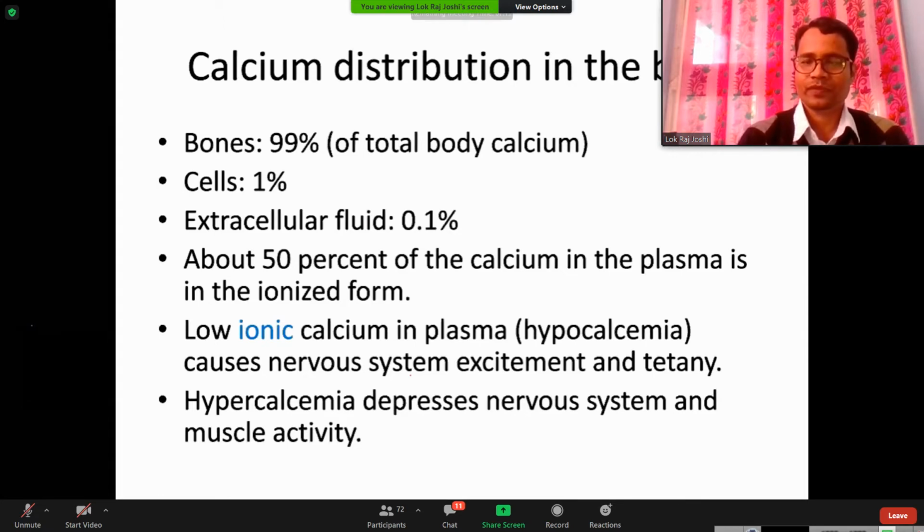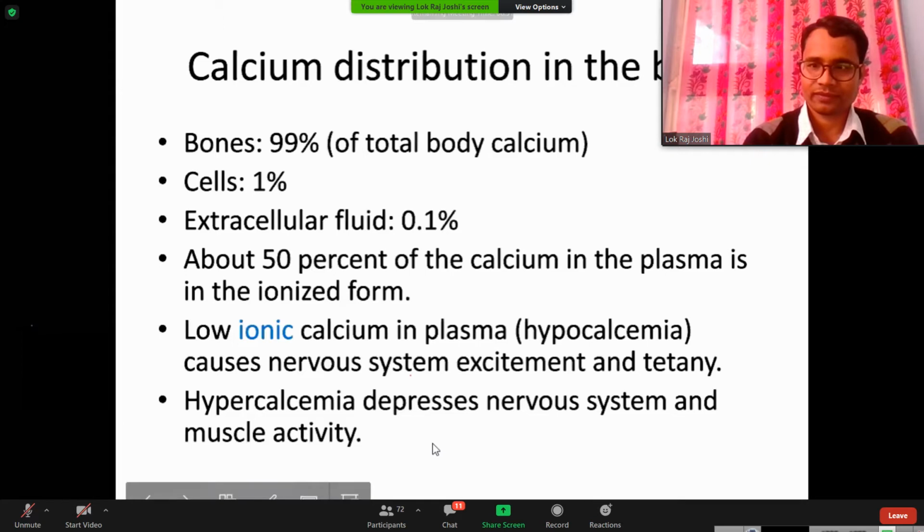Remember this one. Out of the calcium content of the extracellular fluid, the ionized form is most important because that is the free form, just like thyroid hormones. In case of calcium also, the free form, that is ionic form, is the most important one from regulatory viewpoint.